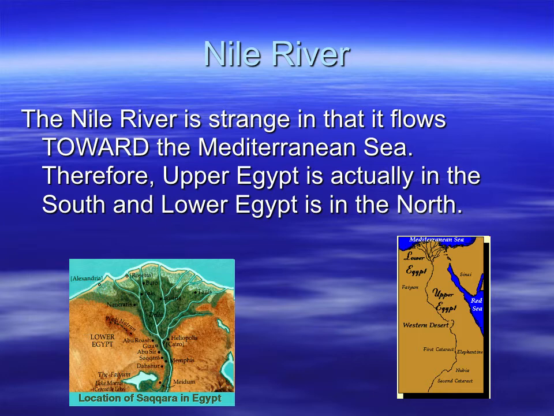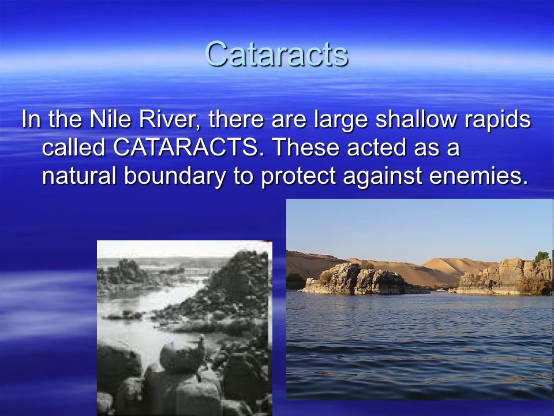And at the end of that river is a delta. A delta is the part of the river where it breaks off into smaller little tributaries, and it is very fertile with lots of silt in that area. We discussed the cataracts, the boulder rapid-like areas in the Nile River that gave the Egyptians natural protection, and it allowed them to stay safe.